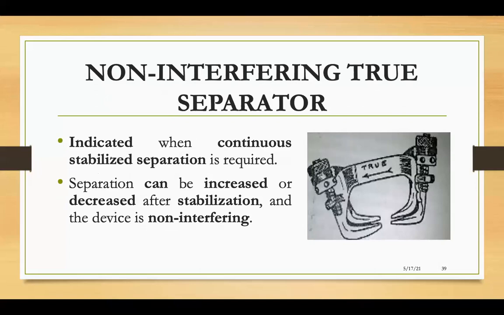Indicated one is the non-interfering true separator. As you can see, this image is really old. Just write the name and try to YouTube it for more clarity. Indicated when continuous stabilized separation is required. Now these are old methods. As you can see, the device is very bulky and large. So these were the most ancient methods that were used before the easy methods, which I will be discussing. I will quickly cover the evolution that we have seen in matrices, retainers, and wedges. Separation can be increased or decreased after stabilization and the device is non-interfering.